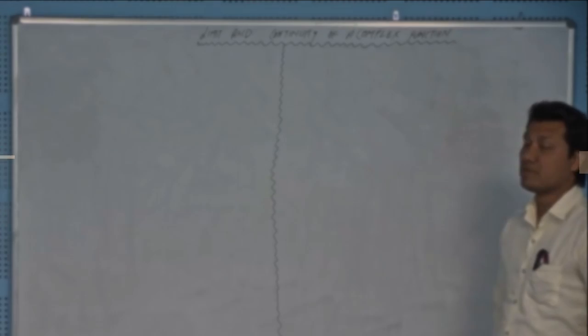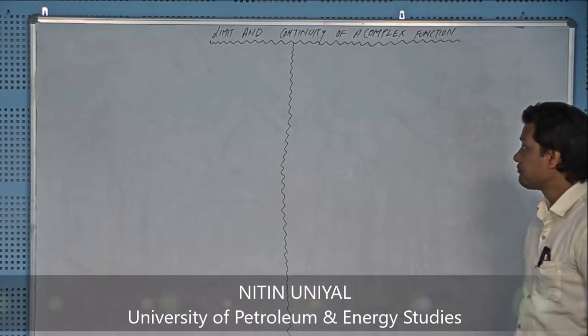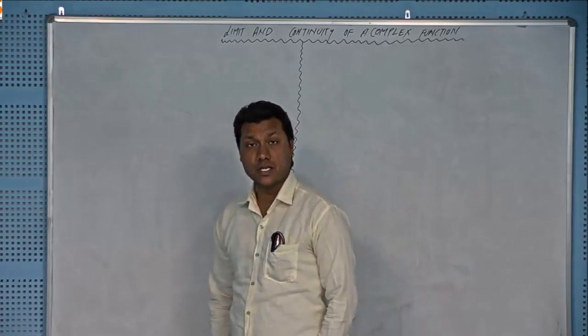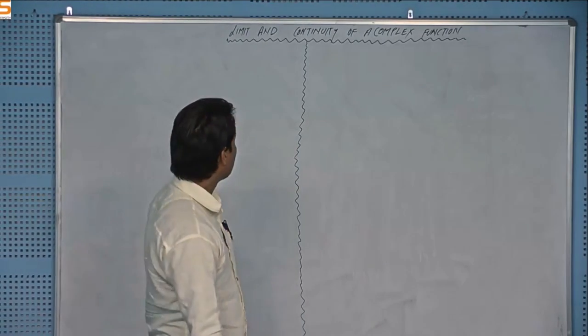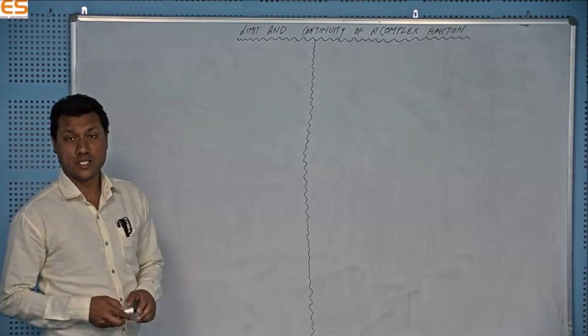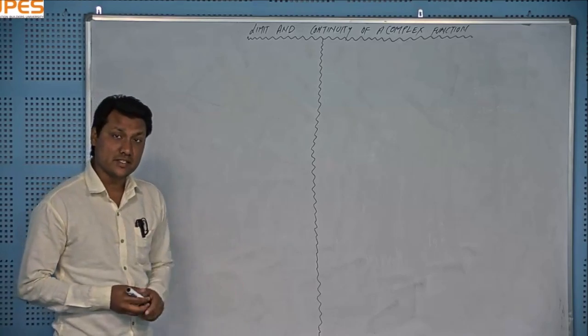The topic of today's video will be limit and continuity of a complex valued function. And as you know from the study of a real function, the concept of limit means we say that for a real function f(x), a limit is said to exist if the left hand side limit is equal to the right hand side limit.